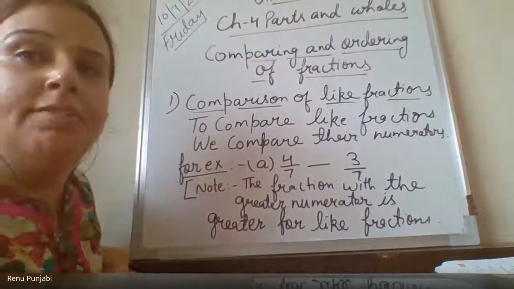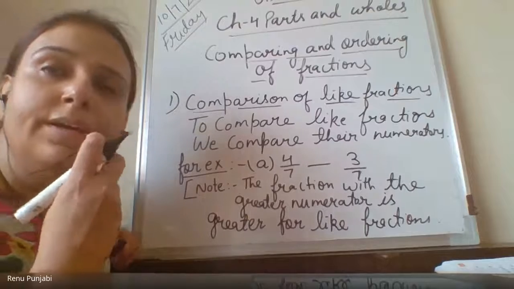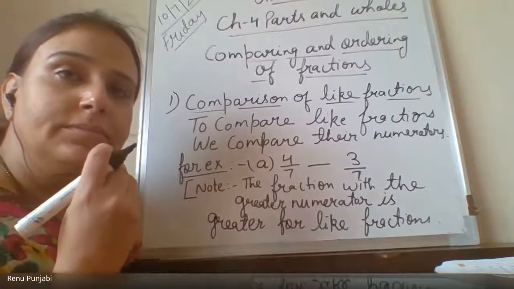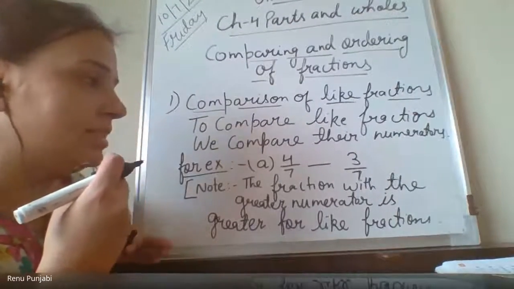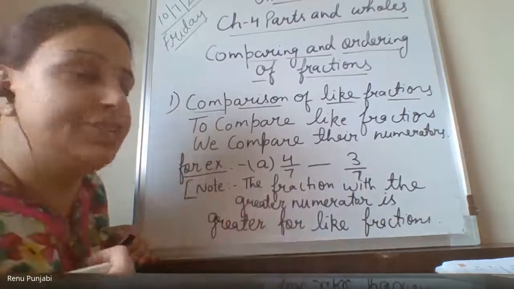Now Aryan Agarwal will switch on his microphone and tell me which fraction will be greater. 4 upon 7. Why, Aryan? I'm not asking about that, we will do it later. Now please explain how we have compared which is greater. 4 is bigger than 3, so 4 upon 7 is bigger.